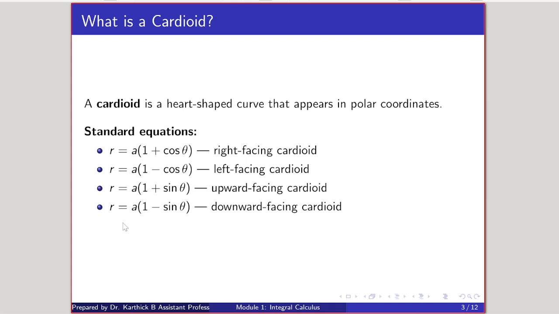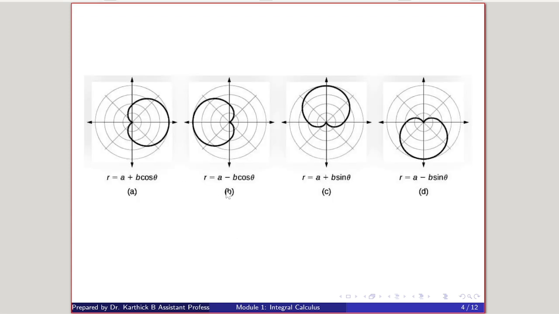Here, I have listed four equations for cardioids facing different directions. If it is a into 1 plus cos theta, it will be a right facing cardioid. If it is a into 1 minus cos theta, it is a left facing cardioid. 1 plus sin theta is upward. Minus will be downward. So with this general case, I am giving you a picture.